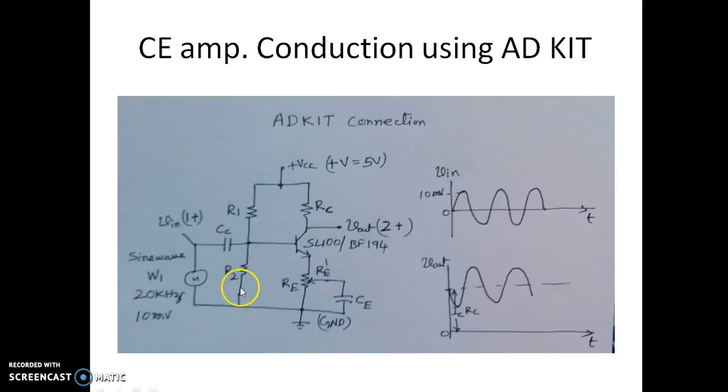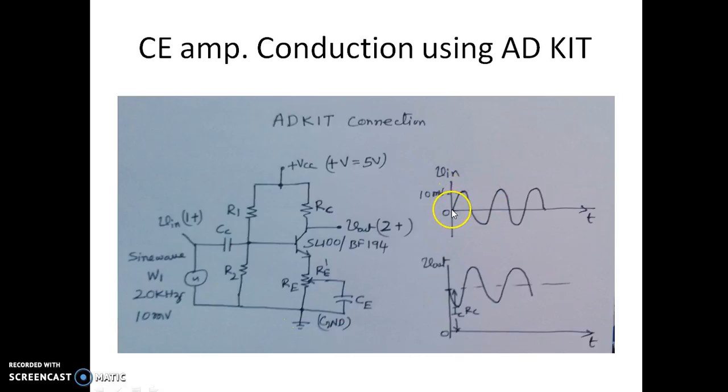So this is how the input voltage looks. It can be 100 millivolt or 10 millivolt. You can see this is the input voltage sine wave with a frequency of 20 kilohertz. Of course, this can be 10 millivolt or 100 millivolt depending on the gain of the amplifier. You connect this to 1 plus of the AD gate, this to 2 plus of the AD gate, and you can ground it here.